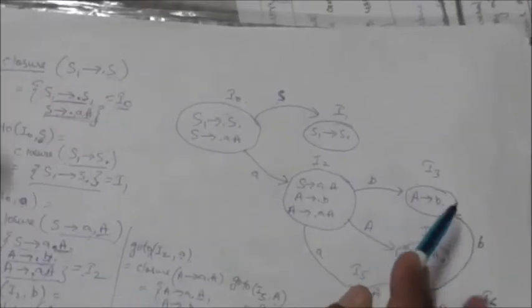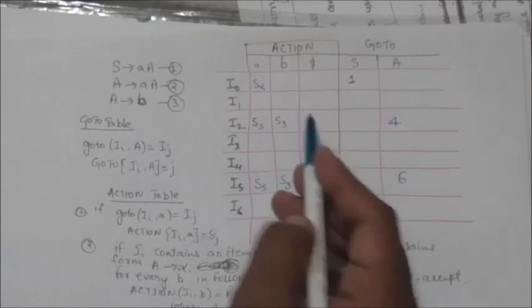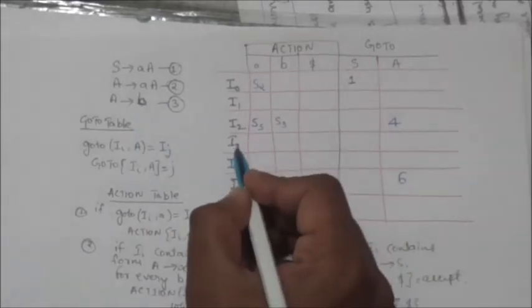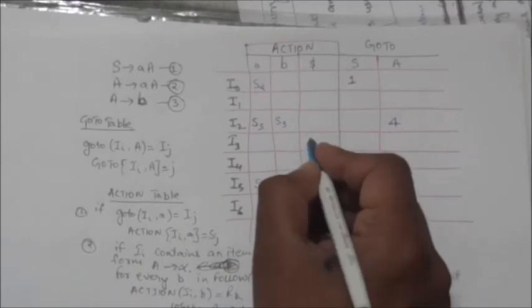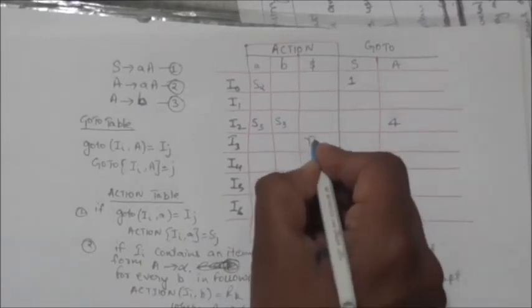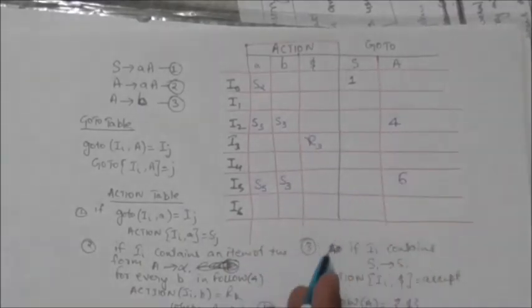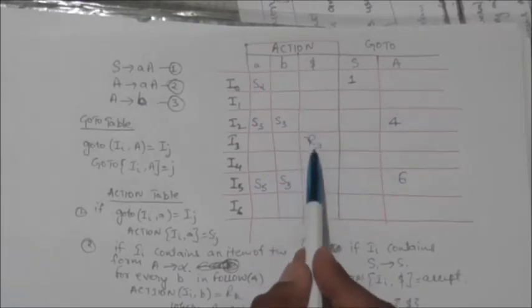Now see, what is the number of this production rule, A derives B? It is 3. So in row I3, column labeled by $, I will write R3. That means reduction by production rule number 3.